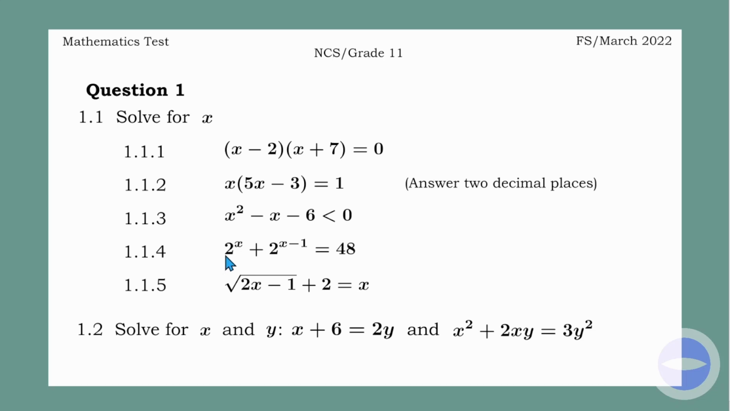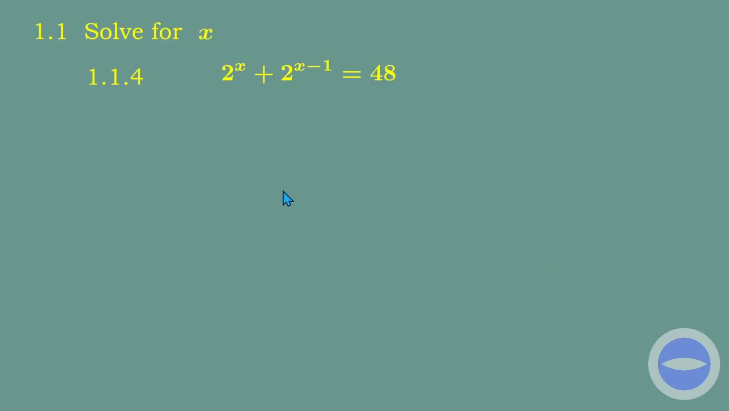1.1.4: 2 exponent x plus 2 exponent x minus 1 equals 48. So these are the exponents. We will use the rules of exponents. To solve this, I have to expand this one. Here I will have 2 exponent x plus 2 exponent x multiplied by 2 exponent negative 1. So these two, they will give us this.